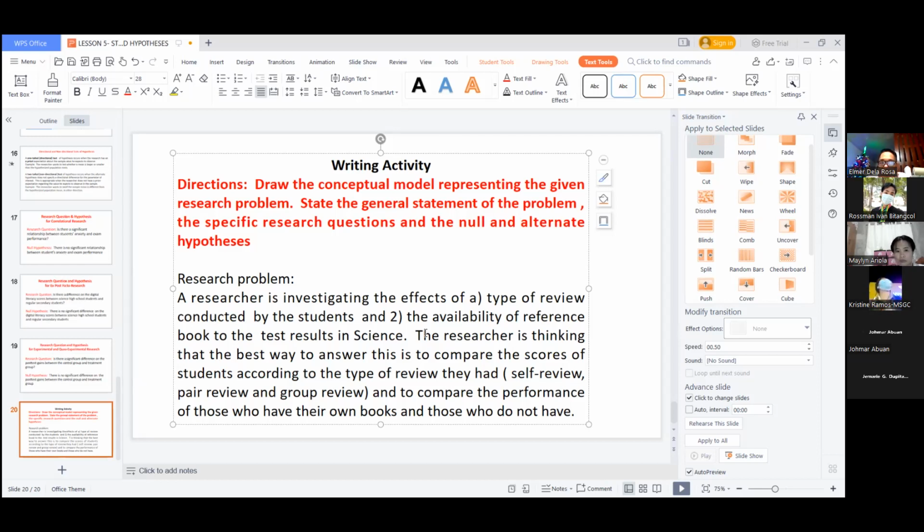So with that research problem, draw the model, state the general statement of the problem and its specific research question, and translate that specific research question into a null hypothesis and its alternate hypothesis. Ililabel nyo kung alin doon ang directional, alin ang non-directional. Pero isa lang yung problem.